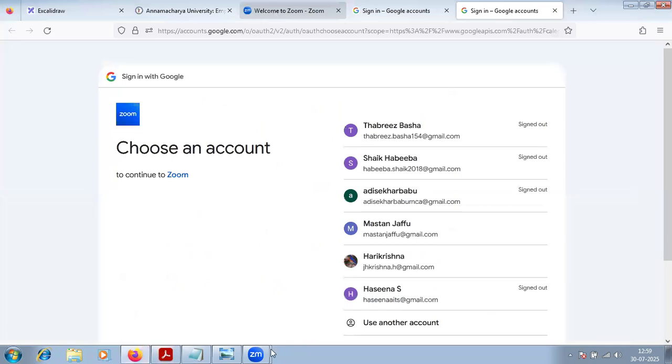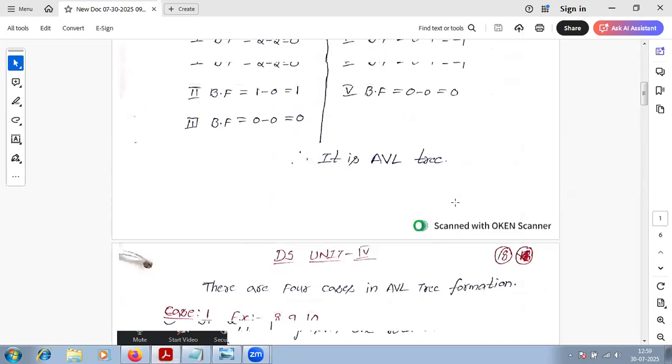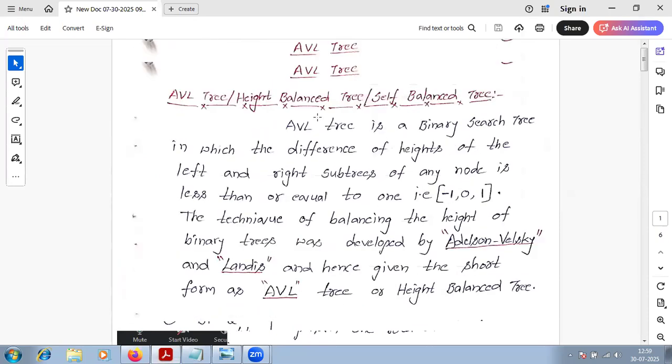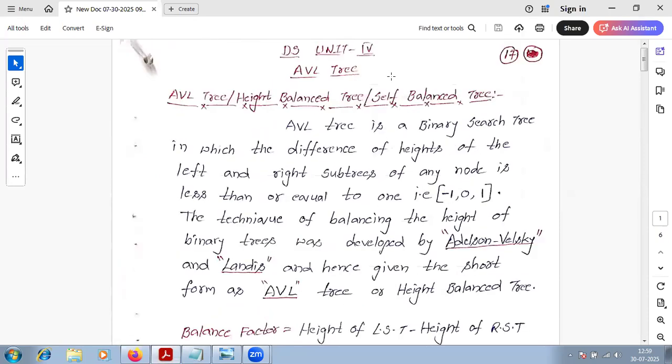Okay, today we are going to discuss a topic from data structures. The topic name is AVL tree. First of all, what is an AVL tree?